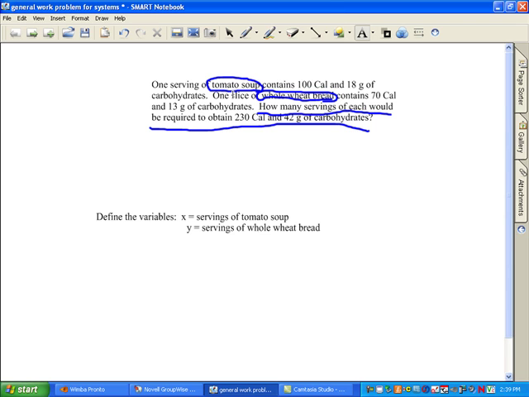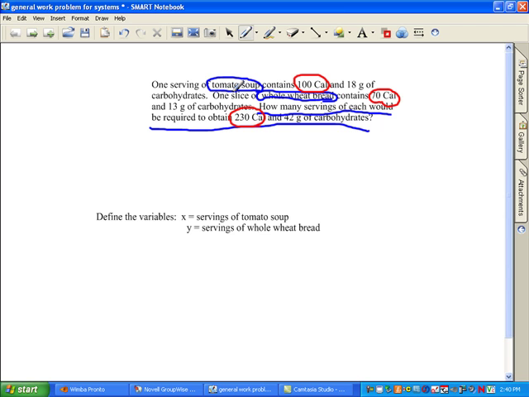The problem wants to know how many servings of each would be required to obtain 230 calories and 42 grams of carbohydrates. So we need to start looking through the problem and see what the problem says about calories and what the problem says about carbohydrates. If I start looking through that problem, I can find a couple things about calories. It often helps in a case like this to go through the problem and see what we have that is a total. We actually have a total of 230 calories and we have a total of 42 grams of carbohydrates.